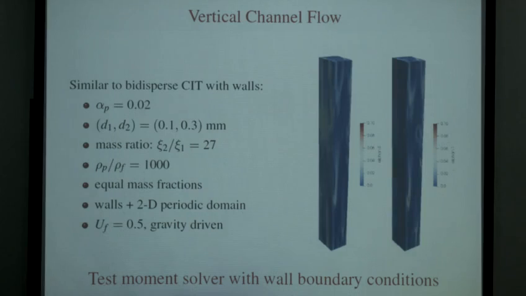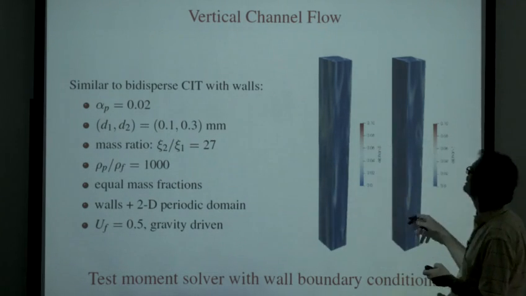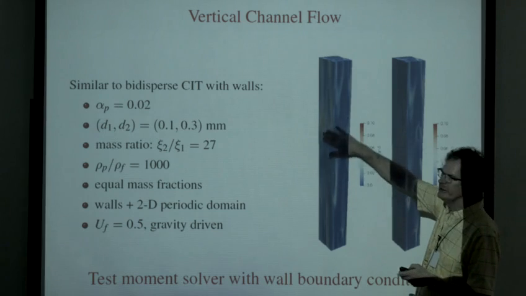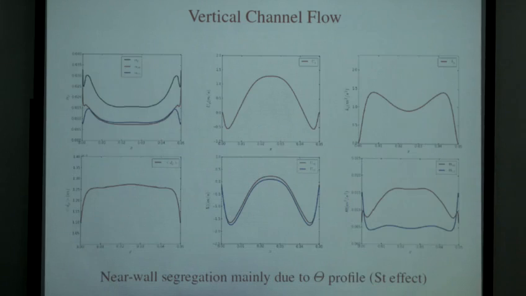Okay, I'm almost out of time, so we did the same thing for a vertical channel, to get closer to reality. We use the same idea. This is the binary system. We checked that one first. Here you get particles that accumulate near the walls when you put in walls, so with wall boundary conditions.